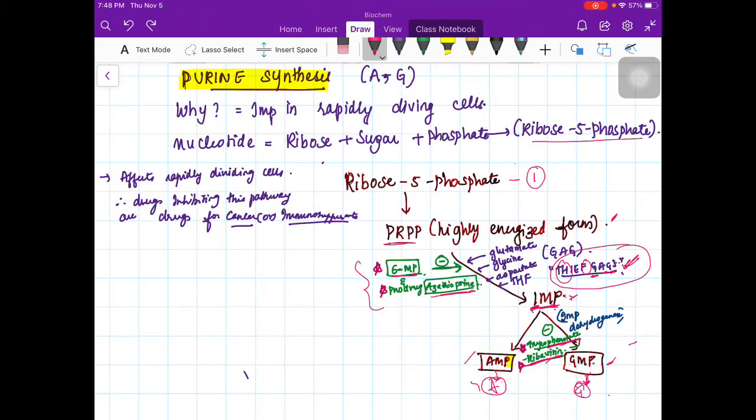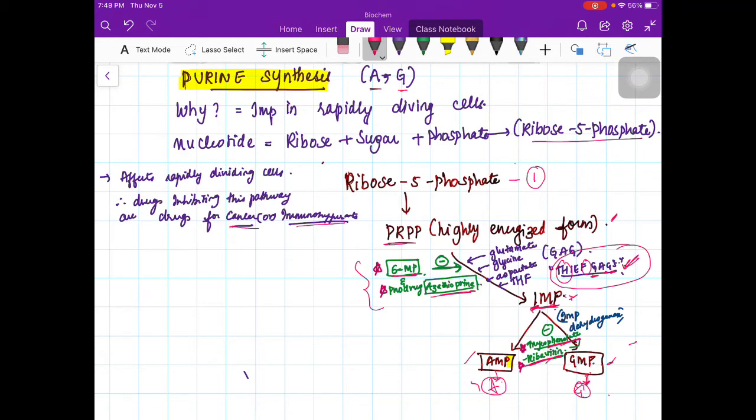So today we are going to discuss purine synthesis. As we know, adenine and guanine are the purines, and before every video I like to ask myself, why is this certain pathway important? In this case, it's important in rapidly dividing cells, so it makes sense that most of the drugs that inhibit various steps in this pathway are immunosuppressants and cancer drugs.